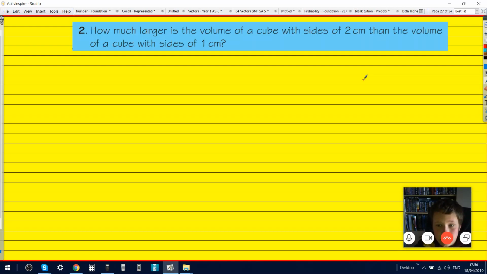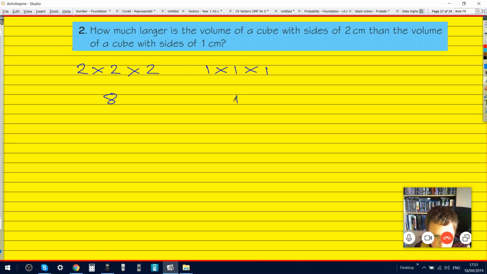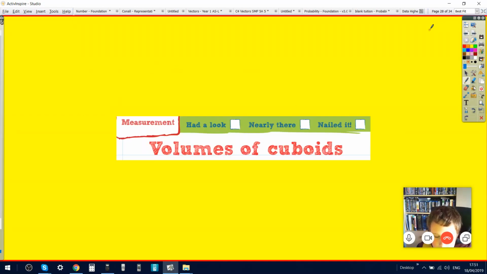So a cube has sides of 2 centimeters. For the first cube, we would need to do 2 times 2 times 2, which is 8. And for the second one, we would need to do 1 times 1 times 1, which equals 1. And the difference between 1 and 8 is 7 centimeters. Well done. And volume is centimeters cubed because there's three sides.